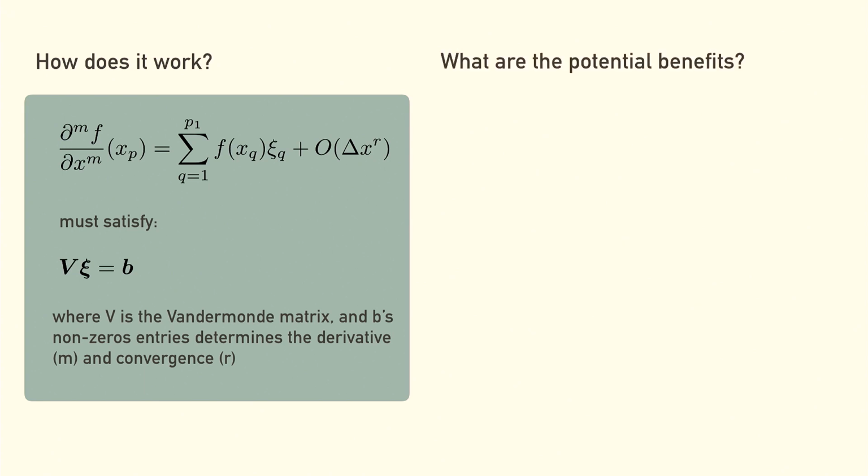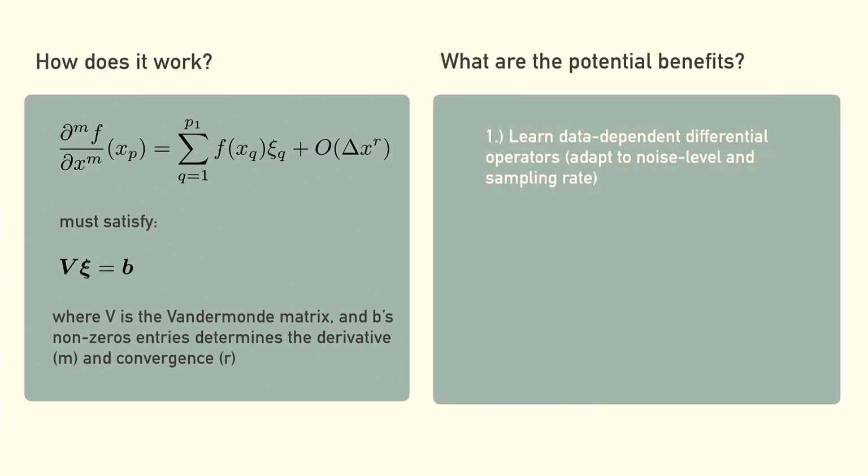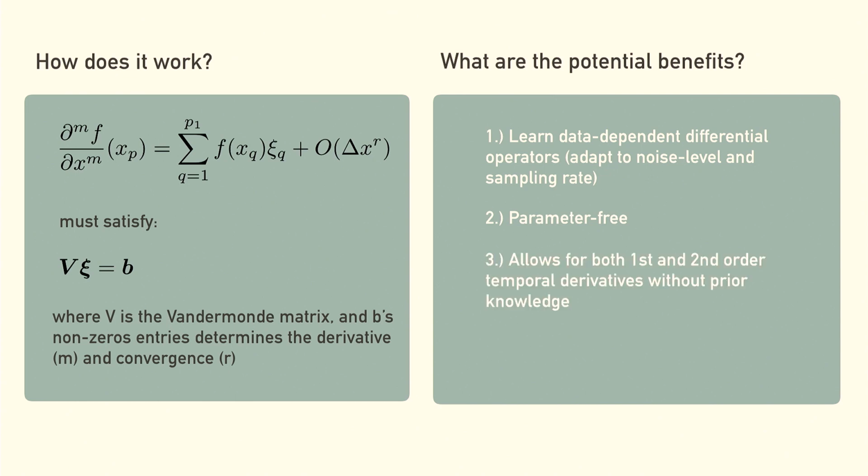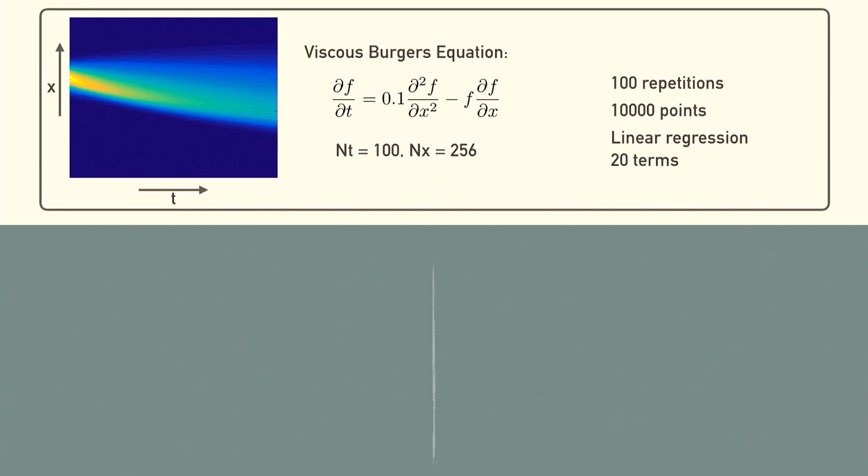And so what are the potential benefits here? The idea is that you can learn data-dependent differential operators that adapt to the noise level, the sampling rate, and so on, of your problem. Second, it's parameter-free. It allows for a more general class of models in terms of your spatial derivatives and temporal derivatives. And furthermore, you can use this framework for estimating coefficients of known models.